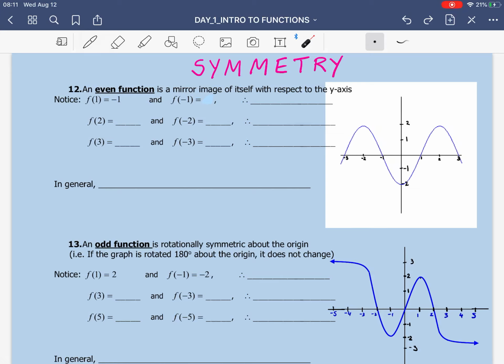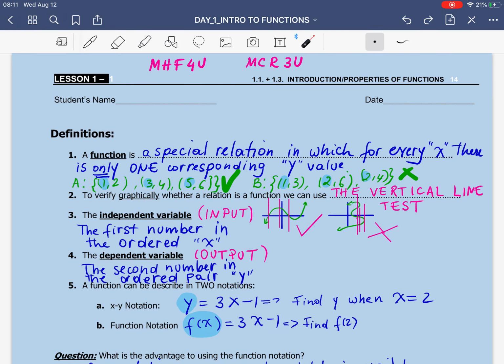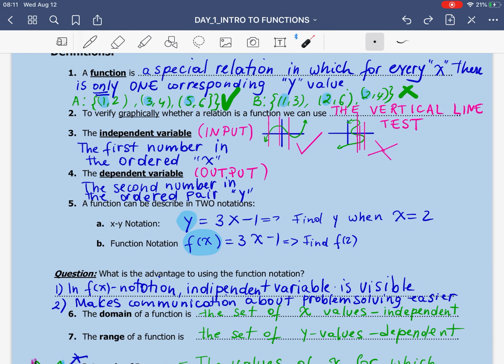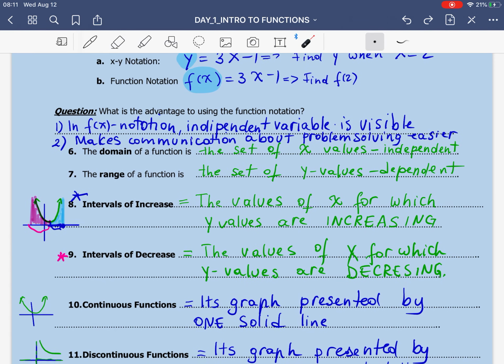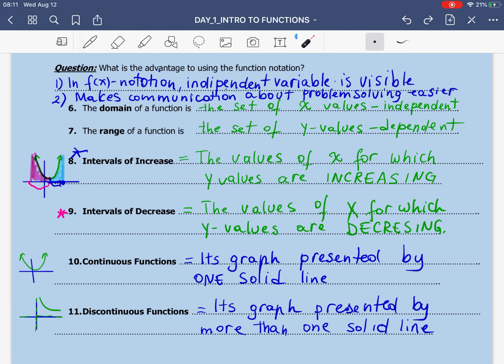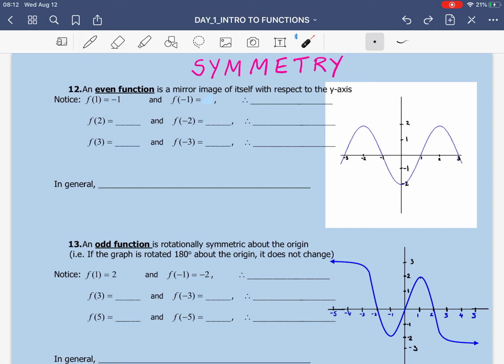Hello and welcome. In this video, we'll talk about the symmetry of functions. Remember, this lesson is a continuation of lesson 1, Introduction to Functions, where we spoke about the definition of a function and the terms dependent, independent, variable, xy notation, function notation, domain, range, continuity, and intervals of increase and decrease.